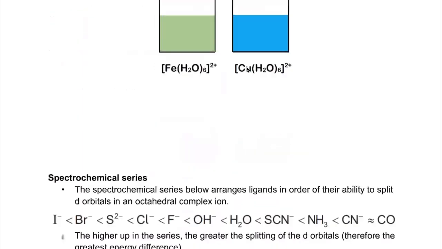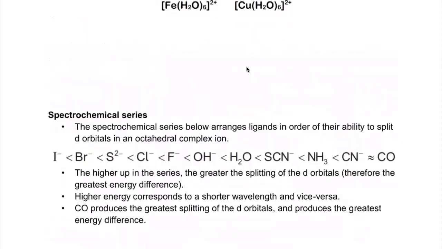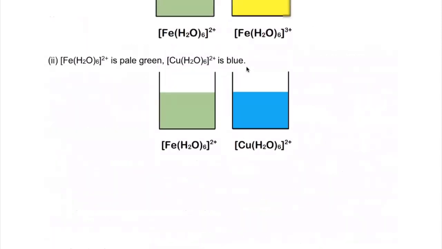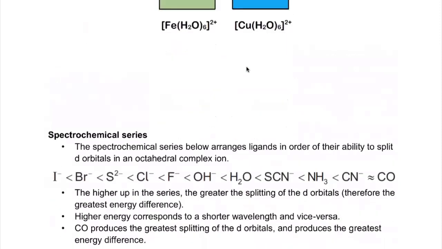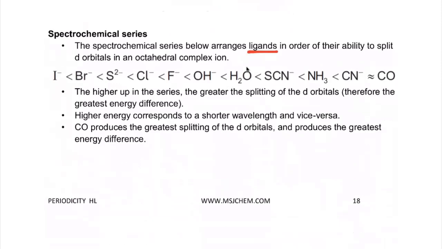Okay. The other thing is the ligand can affect it. And so this last section is called the spectrochemical series. What it does is it arranges all of the possible ligands that we can have in order of their ability to split the d orbitals in an octahedral complex ion.